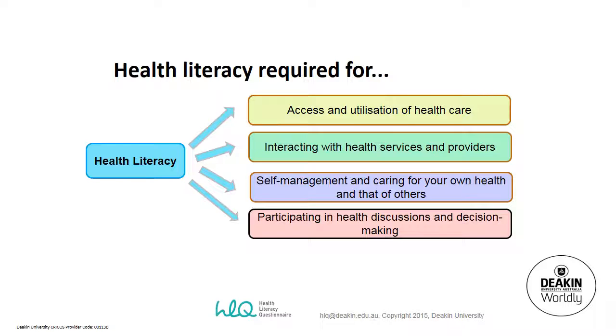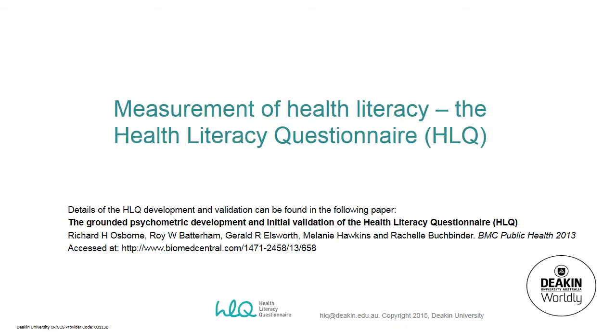People need health literacy to be able to access and use healthcare, interact with health services and providers, to self-manage health, and to participate in health decision making. Accurate measurement of health literacy is essential if we're to truly understand the needs of our communities. Health literacy is a multidimensional concept and so needs multidimensional measurement.